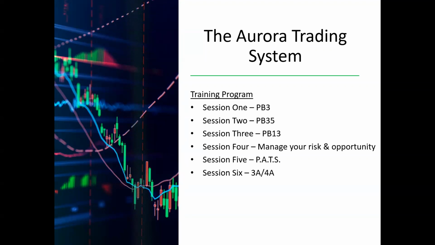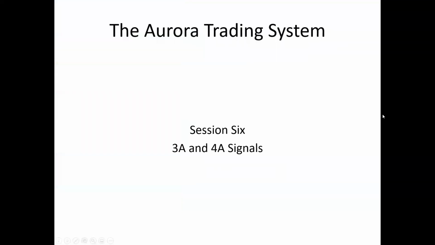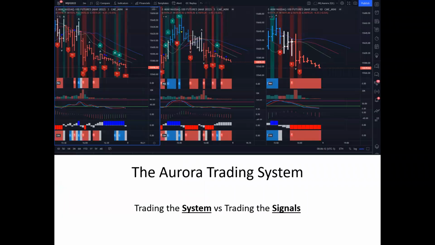so that you can actually achieve your goal for the day, whatever your personal trading plan goal is. And this is session 6. Session 6, we're going to be talking about the signals 3A and 4A. We're evolving in our understanding now of the Aurora system, meaning you've gone through each of the first 5 sessions, and you're evolving now into a state of trading the system versus trading the signals.